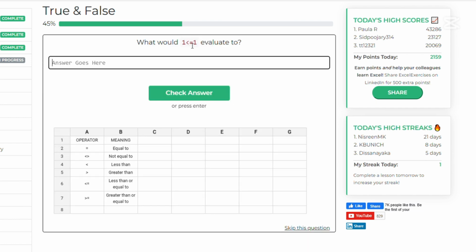What would 1 is less than or equal to 1 evaluate to? What do you think? It's going to be true because 1 is equal to 1.